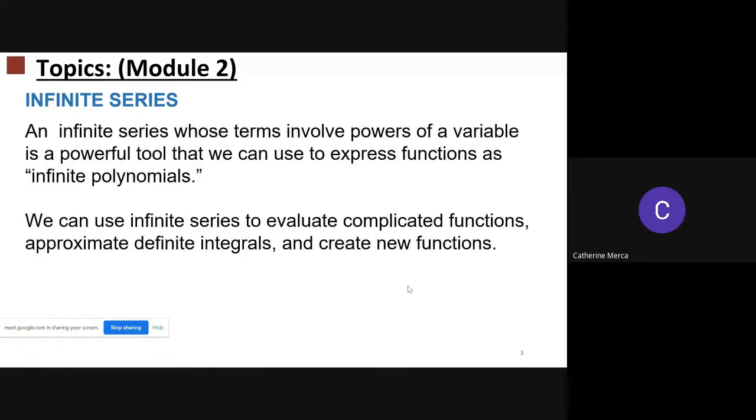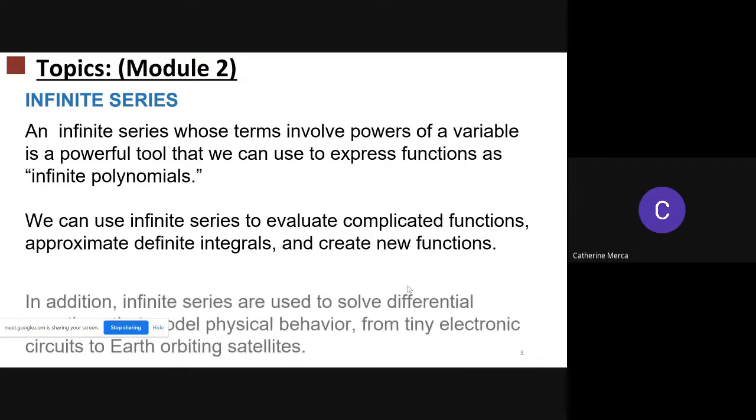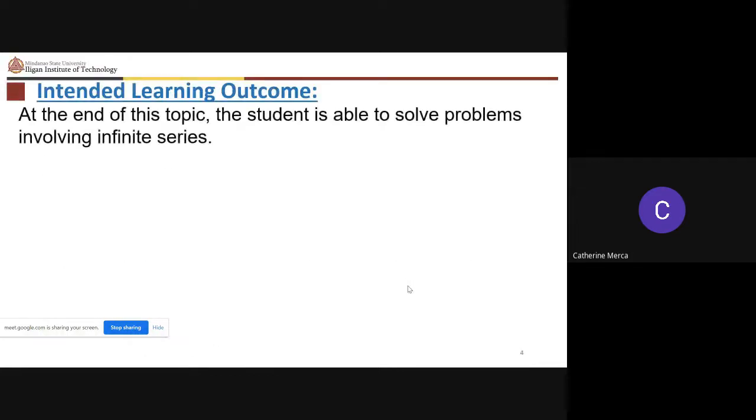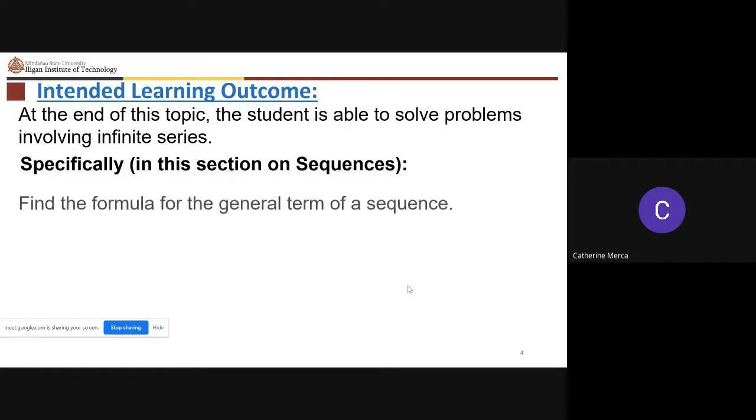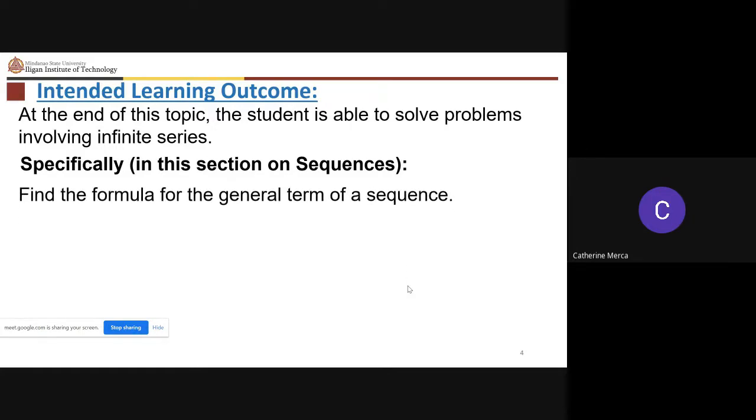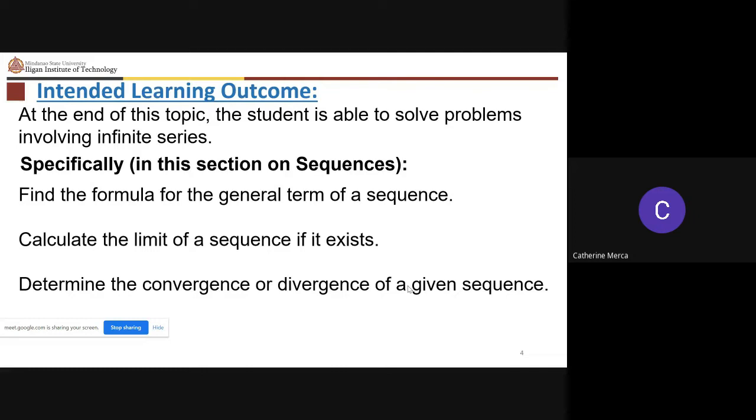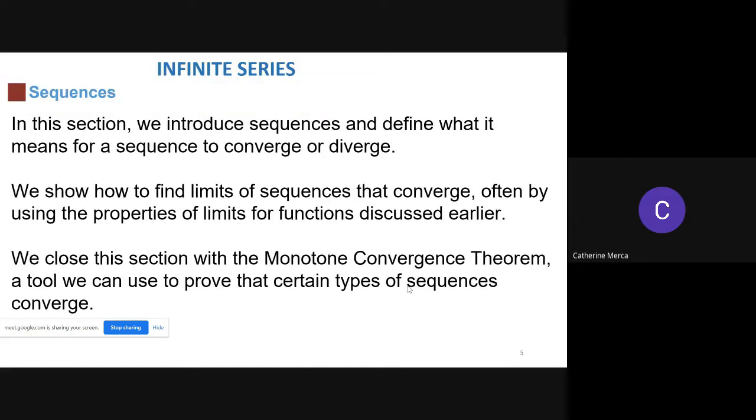Your infinite series is a powerful tool that you can make use of to express your functions as infinite polynomials. And we wanted to learn yesterday about the formula for the general term of a sequence, and then to be able to calculate the limit of a sequence if it exists, and then determine the convergence or divergence of your sequence.